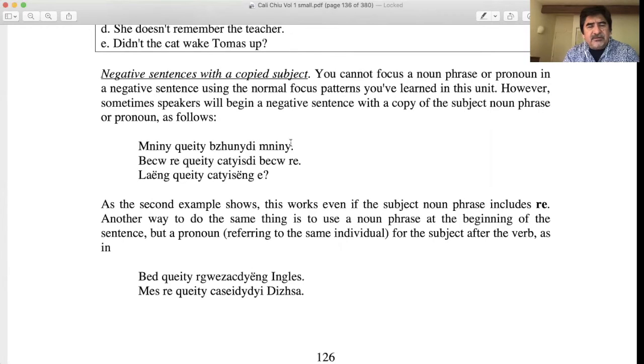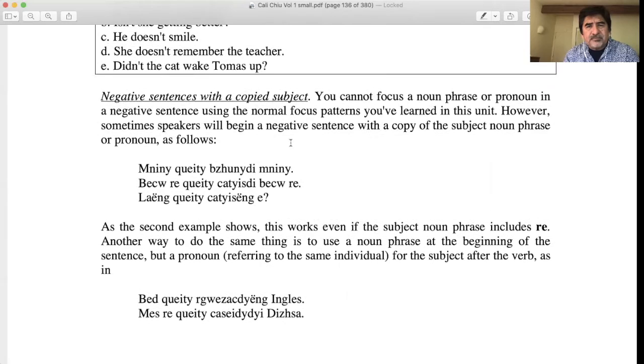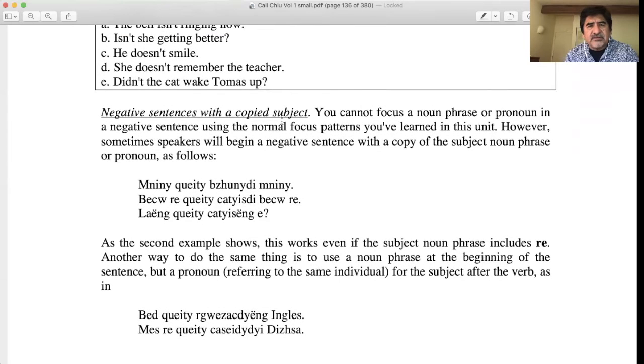But if it is, it's like a focus sentence, but it's not really. So we're just saying, be careful of that. But you can tell the same focus in a negative sentence, but in this case you need to repeat the subject. So again, nin, nin. So it's the same subject that we have here.